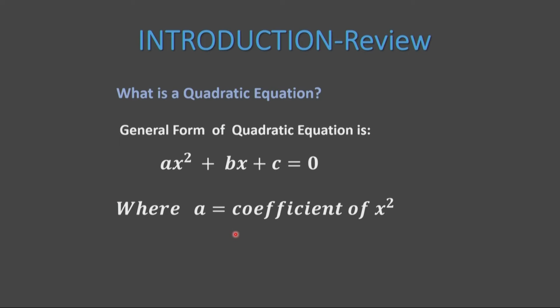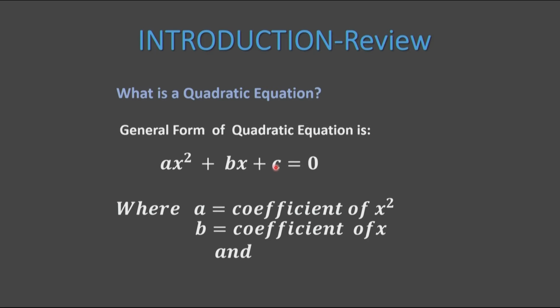Well, a is the coefficient of x squared. Look at that x squared there. The value that comes before it is what we call the coefficient of x squared. Then b is the coefficient of x, and c we call the constant. So any equation you see in this form, whether or not you know what a, b, c are, is called a quadratic equation in general form.